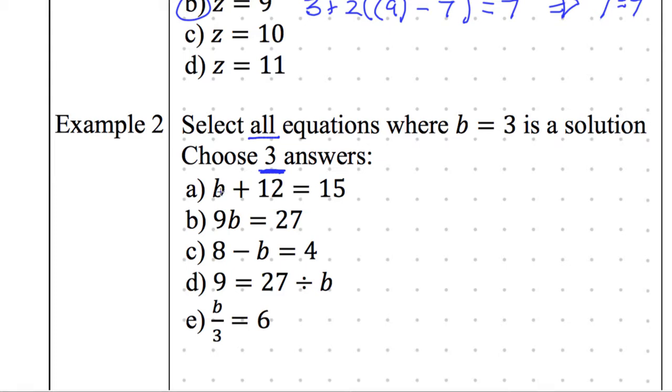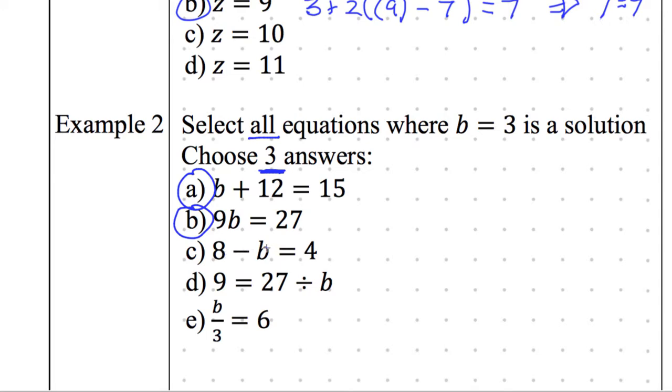So if we sub 3 in for b, 3 plus 12 equals 15. Does the left-hand side equal the right-hand side? Therefore, it's an answer. All right, let's plug in 3 again. 9 times 3, is that equal to 27? Yes. Okay, that's another answer.